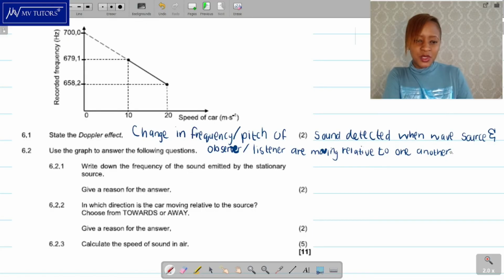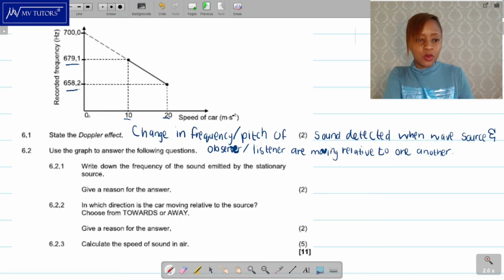Okay, so 6.2.1 says write down the frequency of the sound emitted by the stationary source. So we already know the frequency that the learner detected when he recorded, right? We know at 10 meters per second it was 679.1, and at 20 meters per second it was 658.2. But what is the actual frequency emitted by the stationary source?